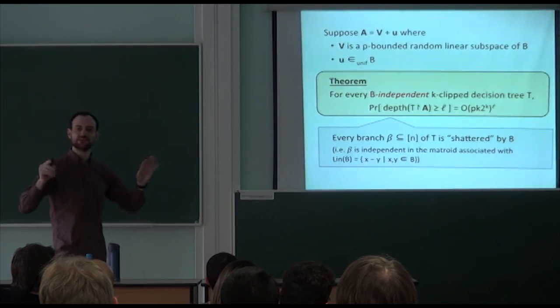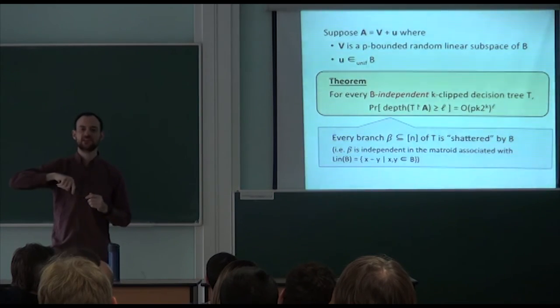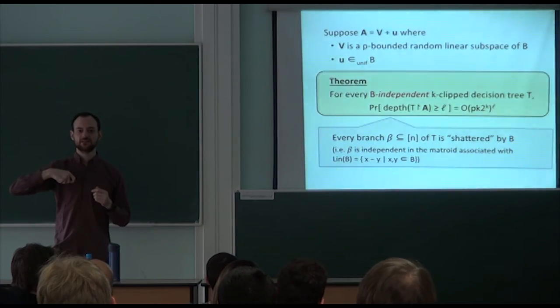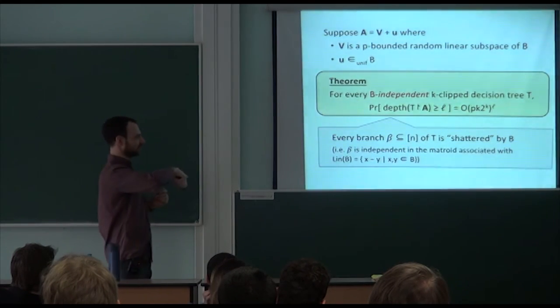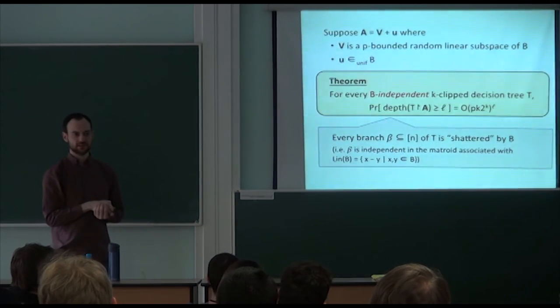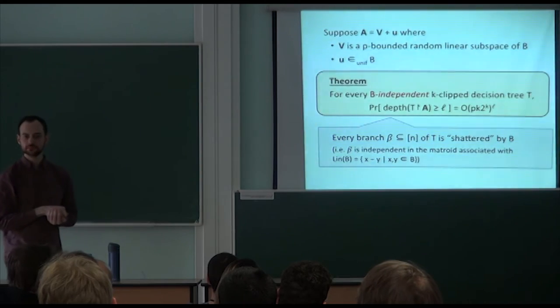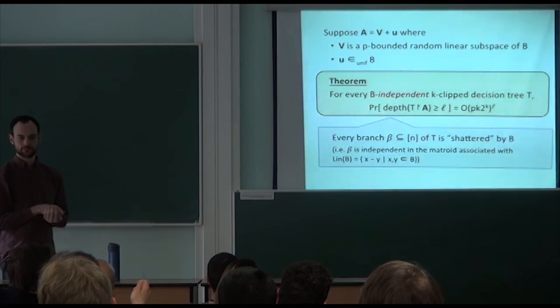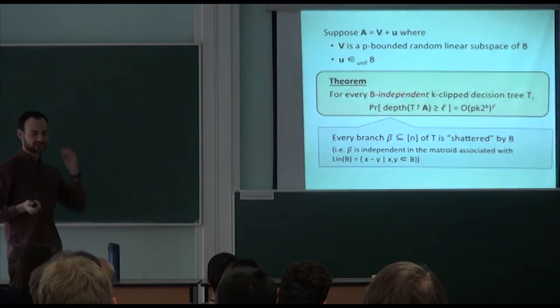In the previous case where B was just the hypercube, this actually just means that no variable is queried twice along a branch. So this is the analogous notion of that for B. In your previous example, when you were specifying the XOR of x1 and x3, once you asked about x1, you wouldn't be allowed to ask about x3. Yes, exactly, right. So very good.